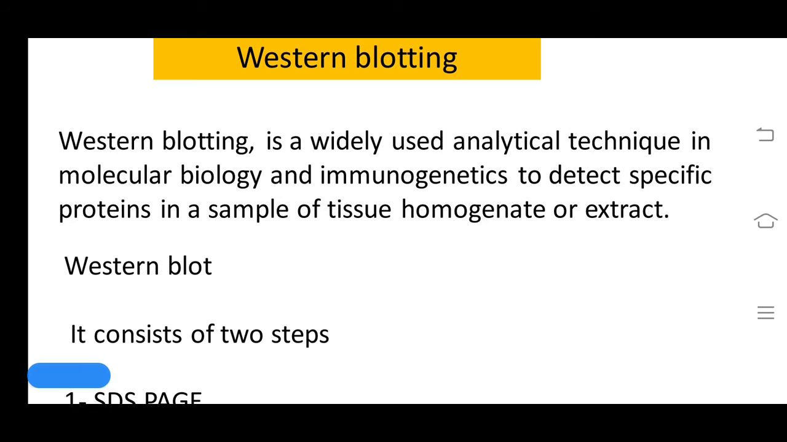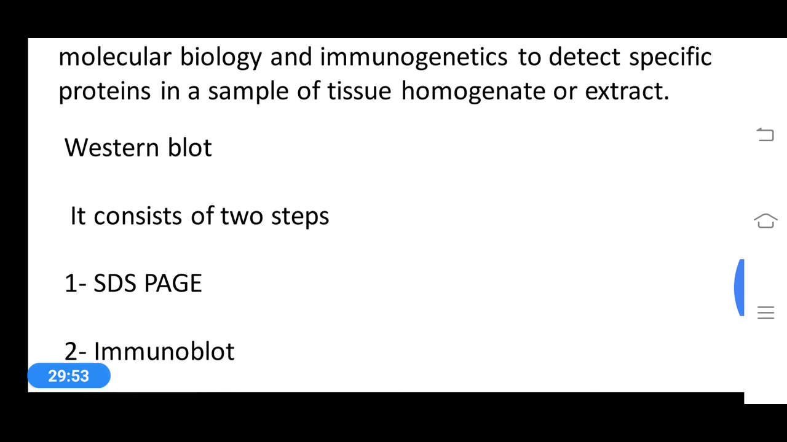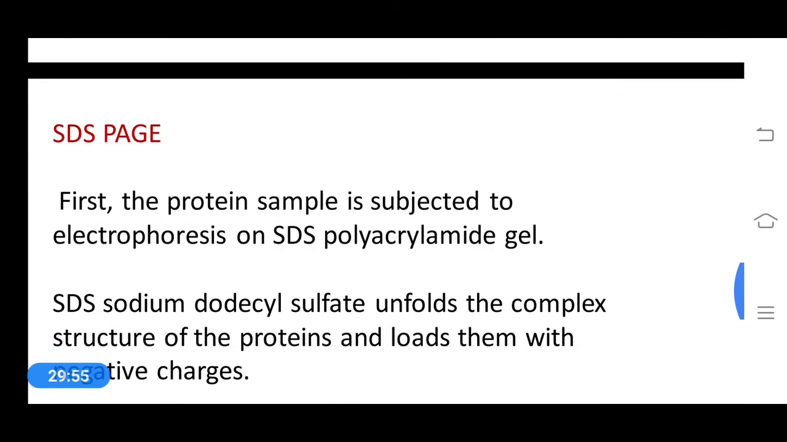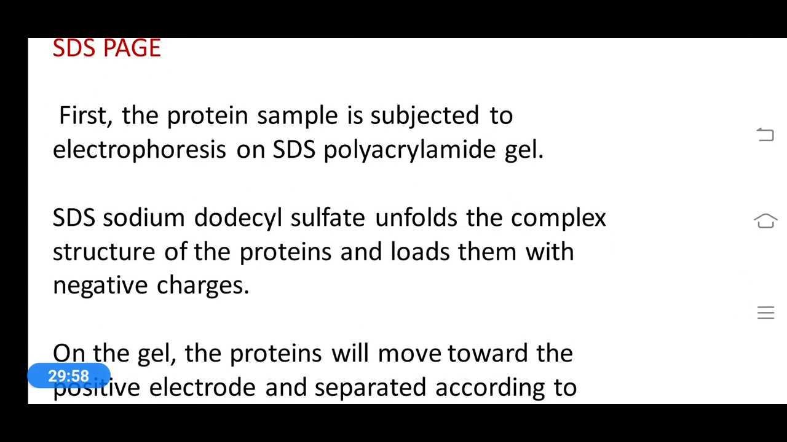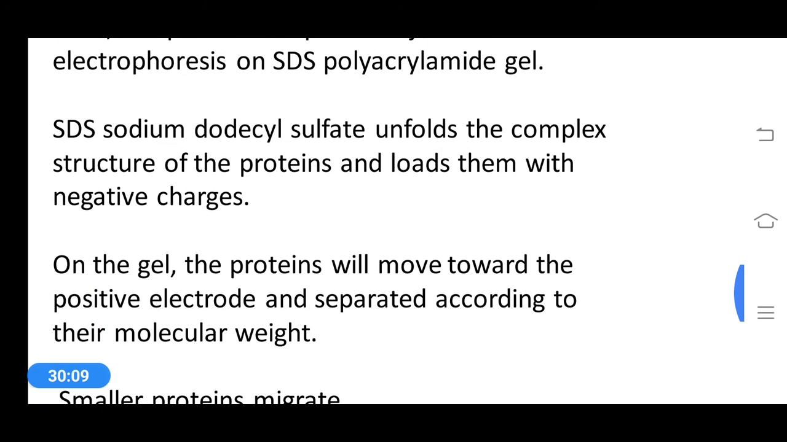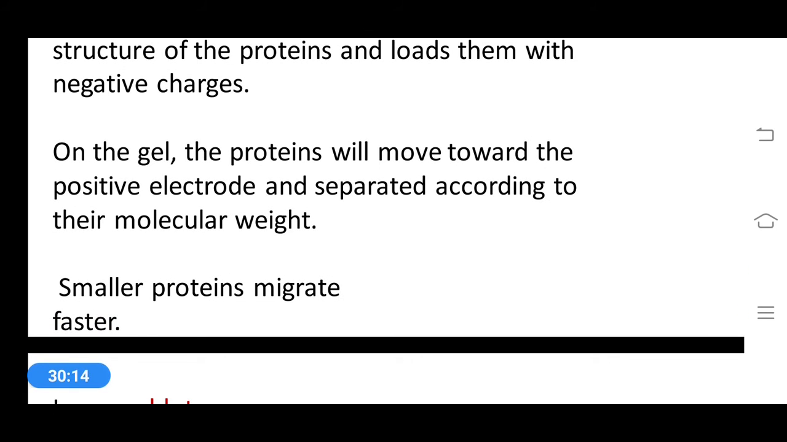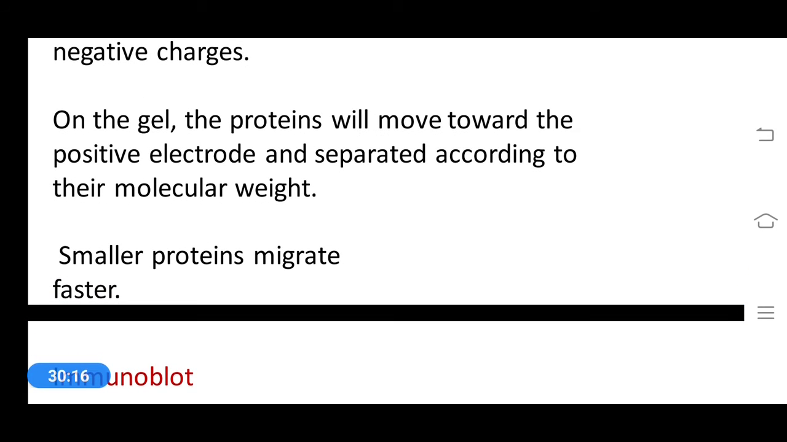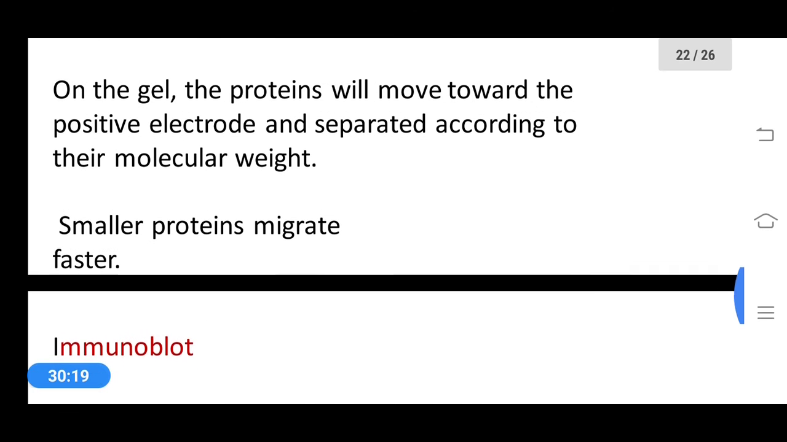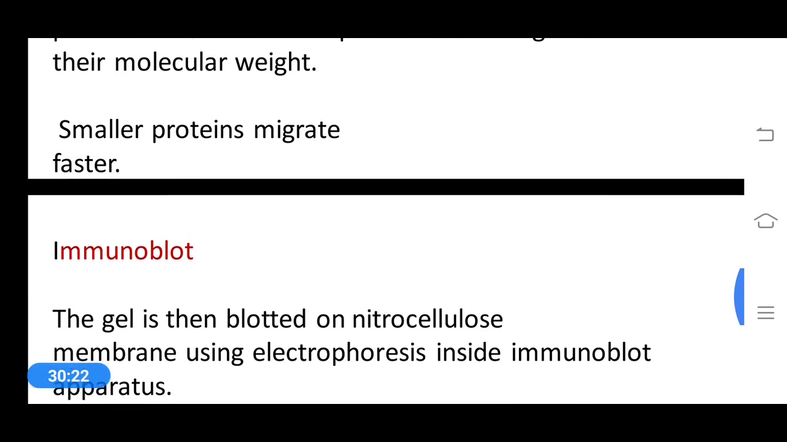So if you see about Western blotting, this is a widely used analytical technique, and it consists of two steps: SDS-PAGE and immunoblot. In SDS-PAGE, the protein sample is subjected to electrophoresis on sodium dodecyl sulfate polyacrylamide gel, and this sodium dodecyl sulfate unfolds the complex structure of the protein and loads them with negative charges. On the gel, the proteins will move towards the positive electrode and be separated according to their molecular weight, and smaller proteins will migrate fast.